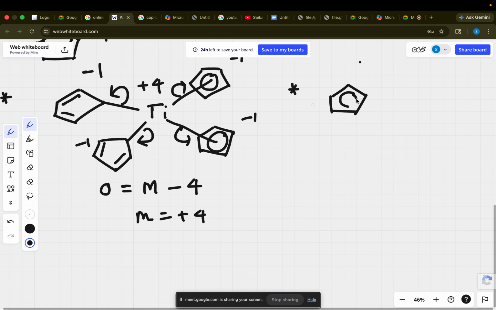Okay, sorry. Suppose I have this. Here I have tungsten, 1 2 3 4 5. Here also I have tungsten. Here I have carbon monoxide. Here also I have carbon monoxide. Do it. Find out the oxidation state for tungsten.